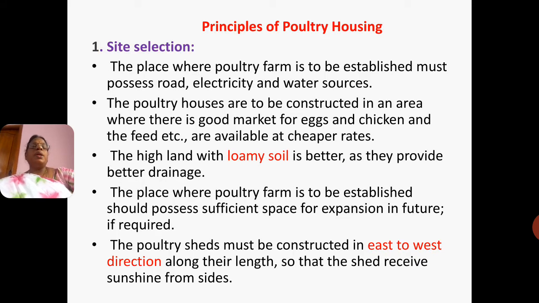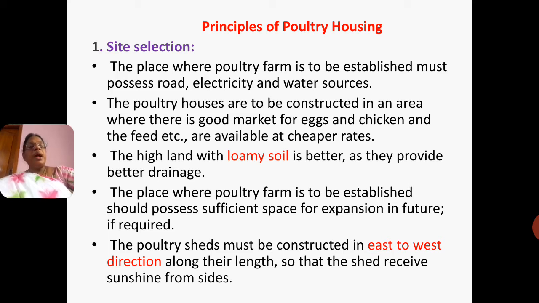The first one, site selection. The place where the poultry farm is to be established must possess road facility, electricity and water sources. The poultry houses are to be constructed in an area where there is a good market for eggs and chicken and the feed etc. are available at cheaper rates.